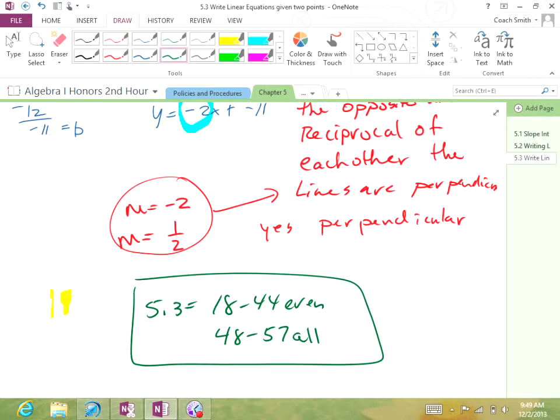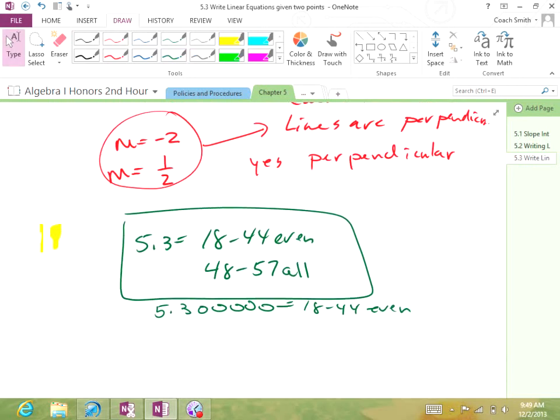And I want to look at the back. For Larry, where he's doing 5.3, 18 through 44 even. Oh, 17 through 44 even? Yeah, let's do all for Larry. Actually, remember, don't do 44. So it's really 18 through 42 even.